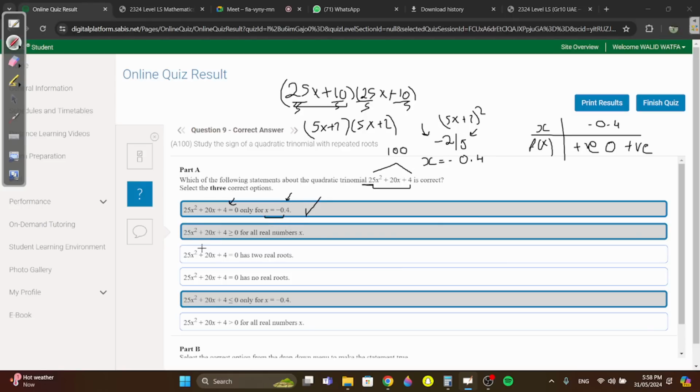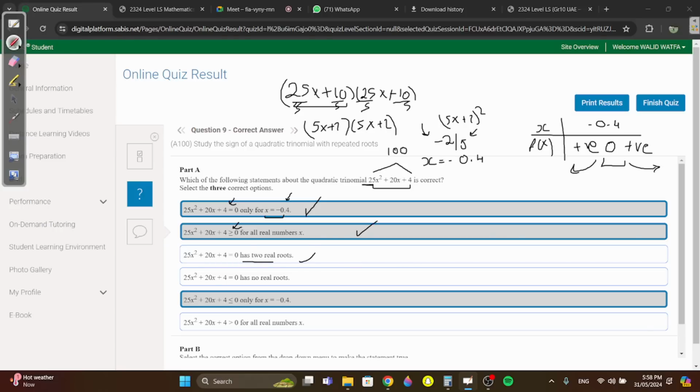Okay, 25x squared plus 20x plus 4 is greater than or equal to 0 for all real numbers x. Okay, when is it greater than or equal to 0? When is it positive? It's positive before negative 0.4 and after negative 0.4. But they said or equal to 0. So also you have to include this thing in the middle. So am I including everything in my graph? Yes, so it's all real numbers.